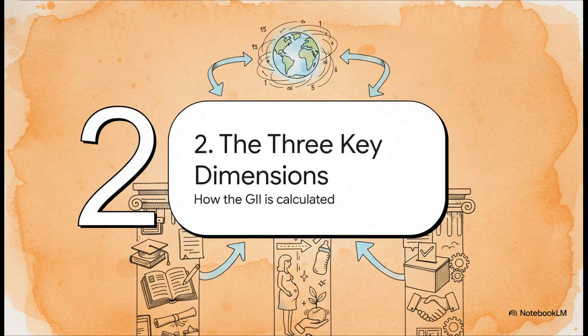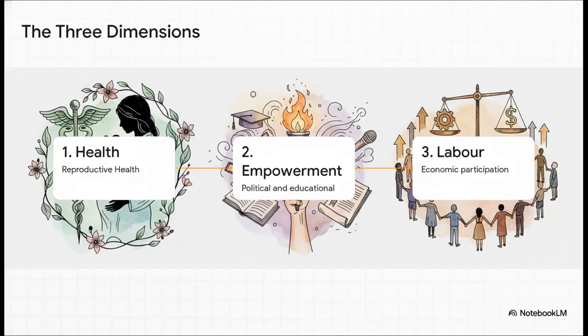So, how does the UN actually come up with that one single score? Well, the entire index is built on data from three very distinct dimensions of life. And these are the big three. First, you've got health outcomes that are specific to women. Second is all about their ability to gain power and influence. And third, it looks at their access to the economy.